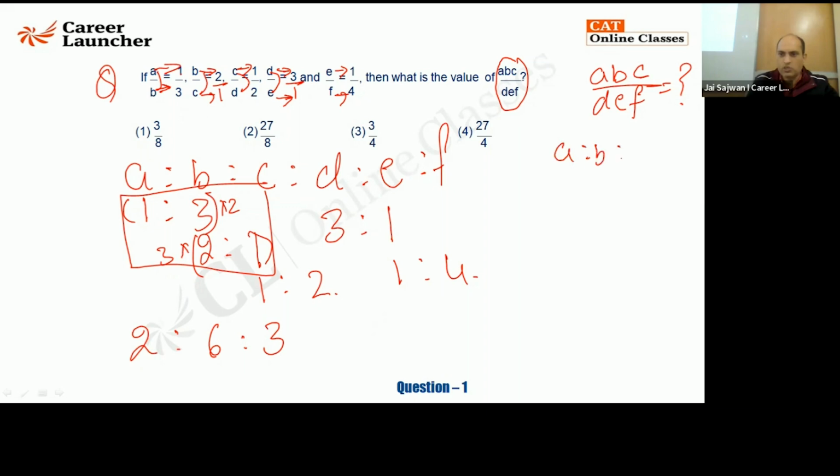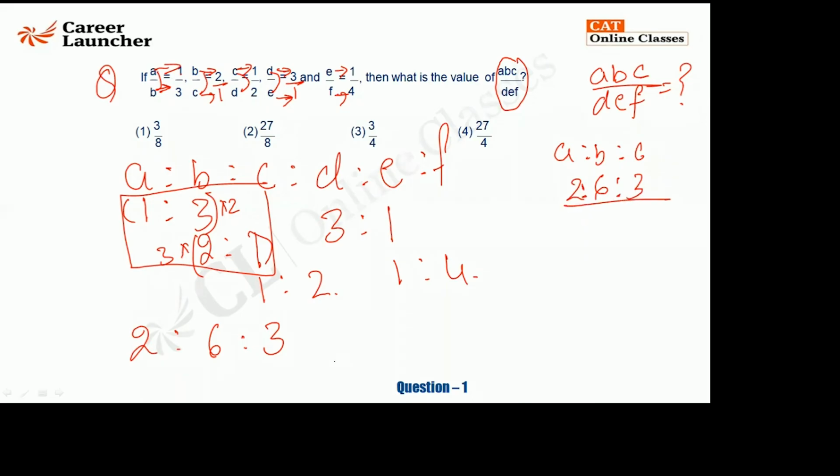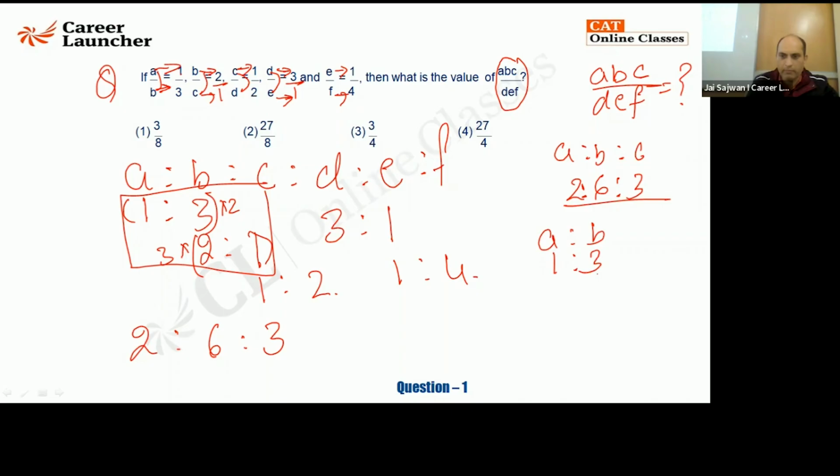So A is to B is to C. I know 3 2s are 6, so it is 2 and this will be 3. Is it fine till this point? Everyone present there? A is 1, B is 3. You also know B is to C is 2 is to 1. Is it clear?